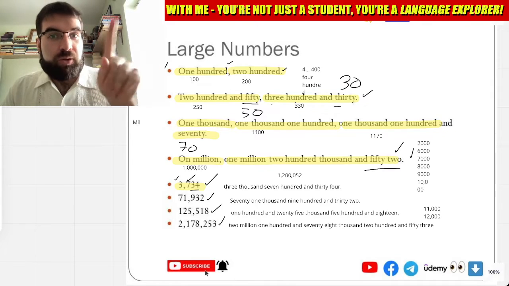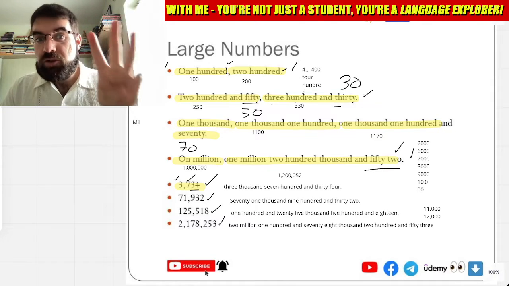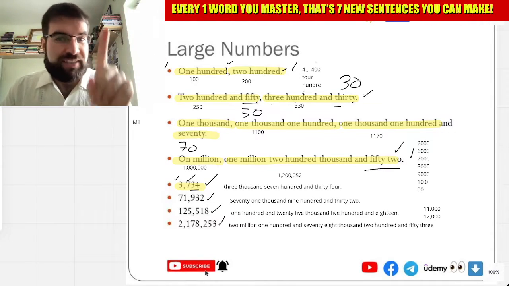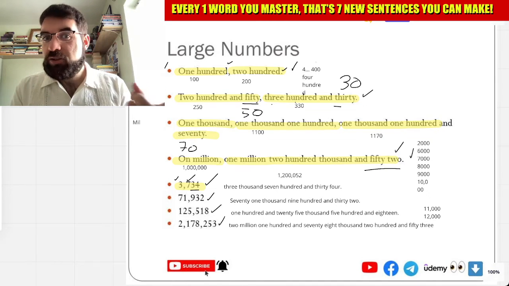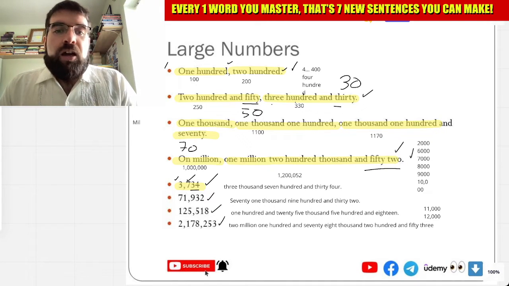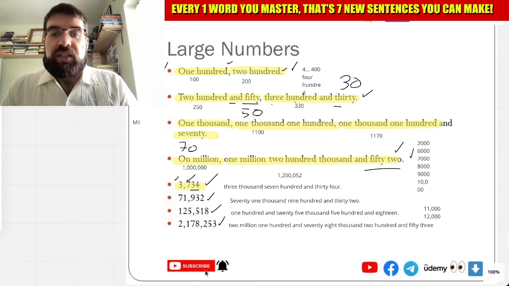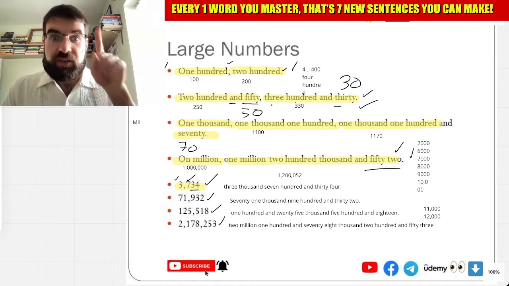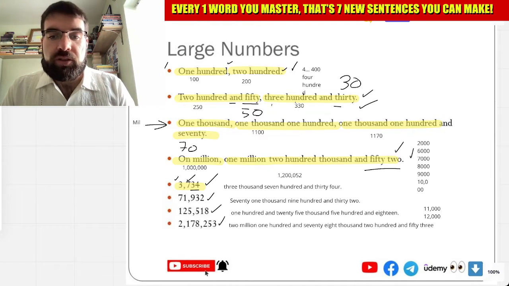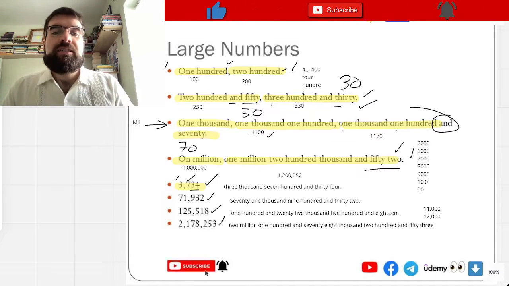100, 200, 300, 400, 500, 600, 700, 800, 900. 250, 330, 1,000 mil. 1,100, 1,170.